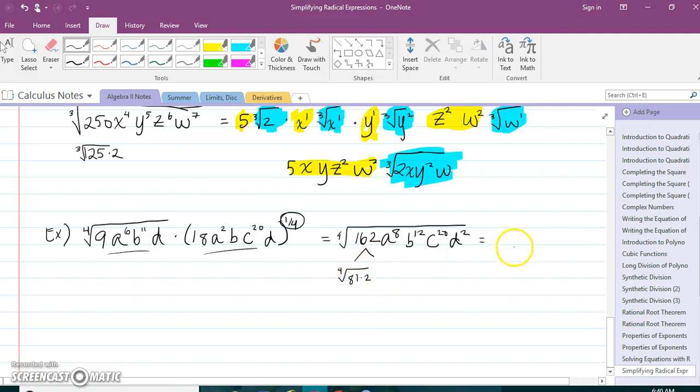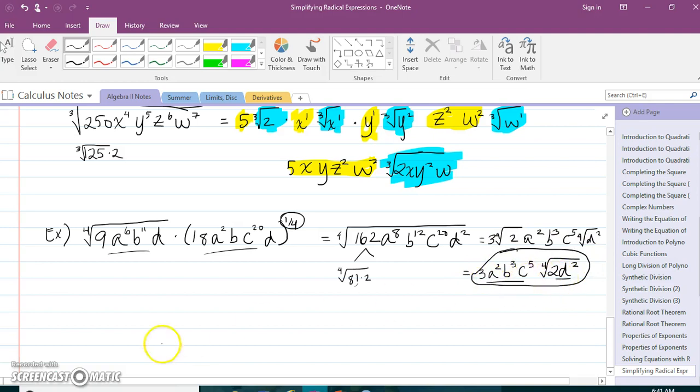So 162 is 81 times 2. The 4th root of 81 is 3. I'm left with a 4th root of 2. And then 8 divided by 4 is 2. 12 divided by 4 is 3. 20 divided by 4 is 5. These are all perfect. And then 2 divided by 4, well, my exponent's smaller than my index, so it has to stay under there. So this ends up being your final answer when you combine your numbers on the outside and radicals on the inside.